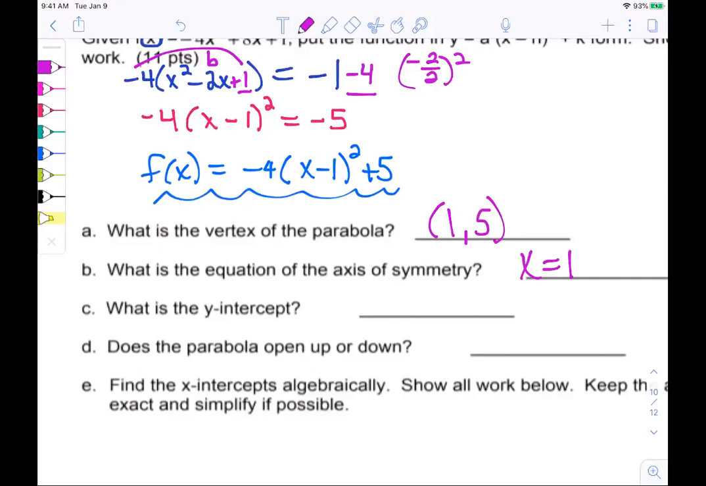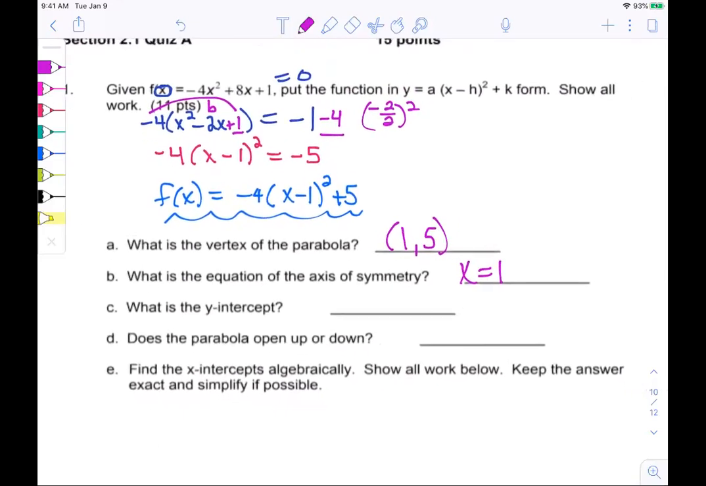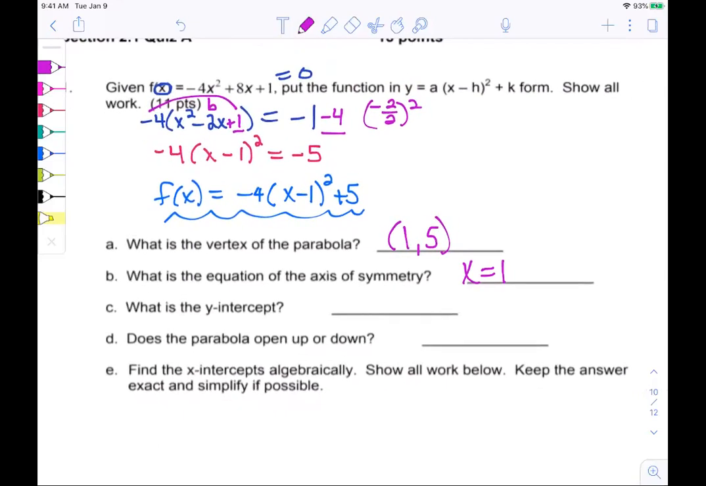Part C and D. So Peter, part C says, what is the y-intercept? What would our y-intercept be, Peter? It would be (0, 1). And how could you find that? By going back to the original equation. Yeah, and if you use the original equation, you don't have to do any work because you're making the x value 0.